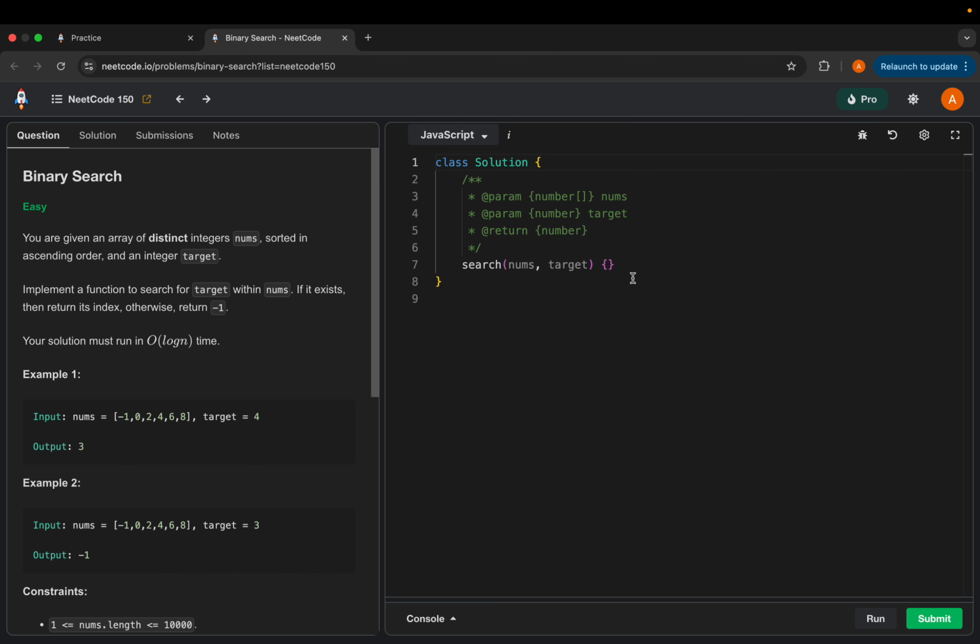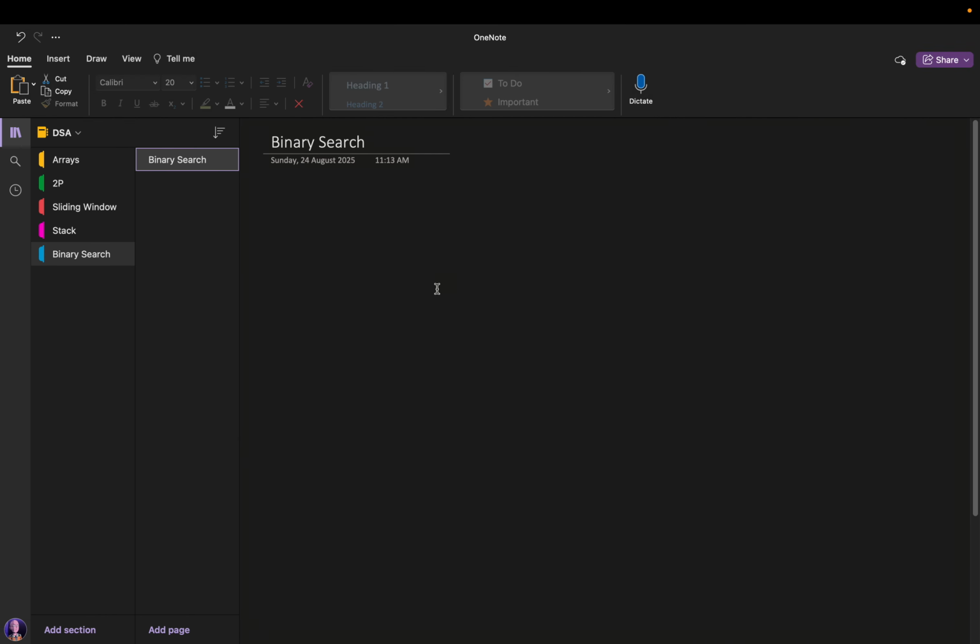So the first question that we got is the binary search algorithm itself. Now how does it work? Just for an example, first of all we should have an array in ascending or descending order. It should be sorted. Okay, so suppose the same example we'll take: -1 0 2 4 6 8.